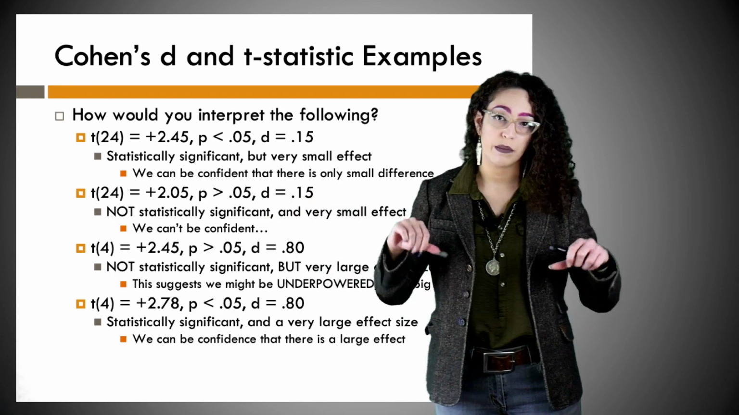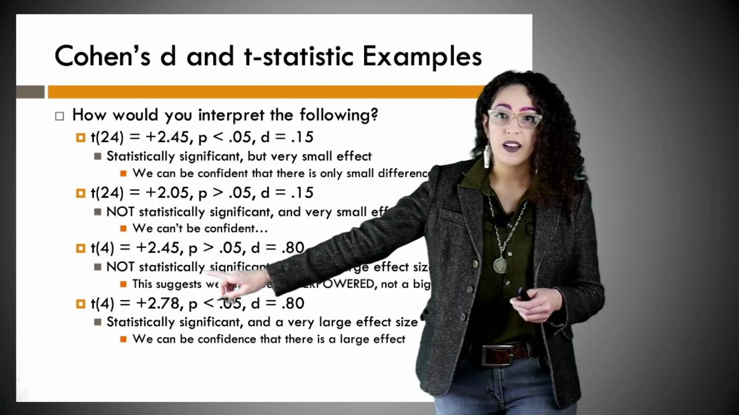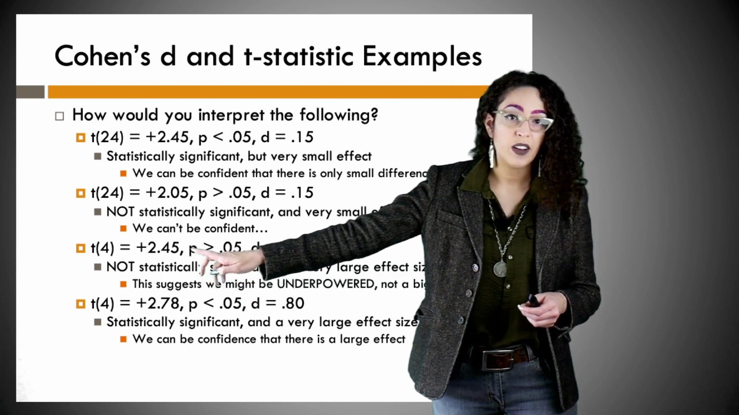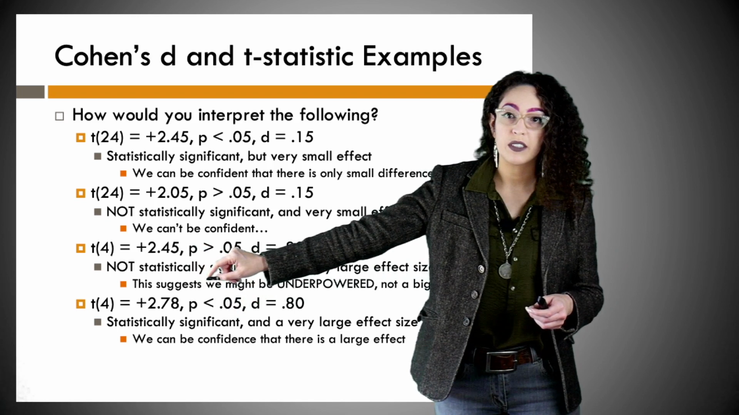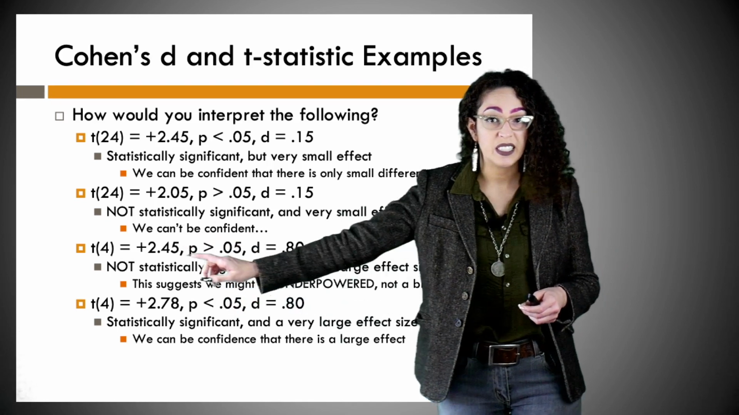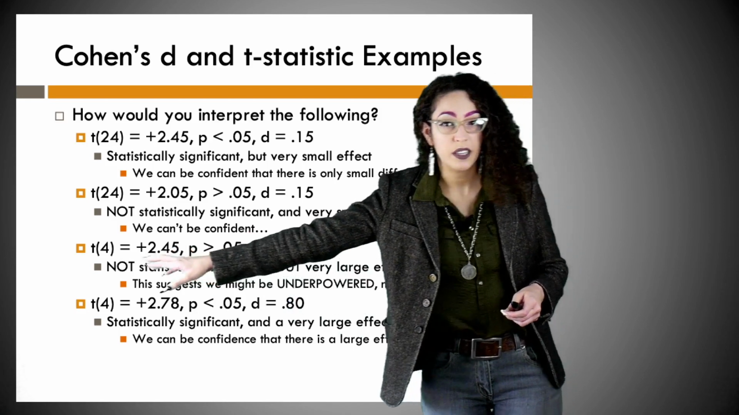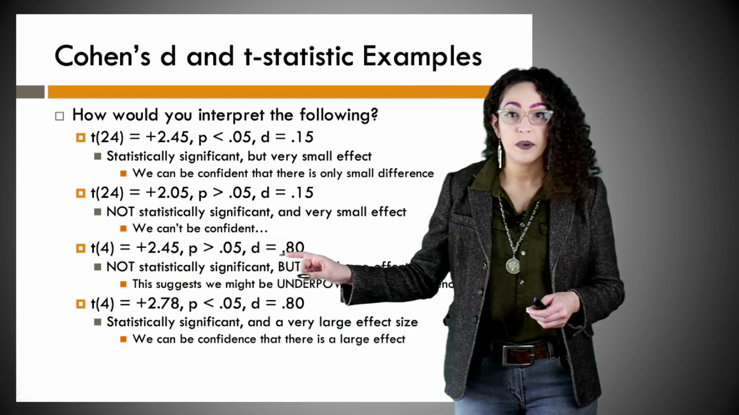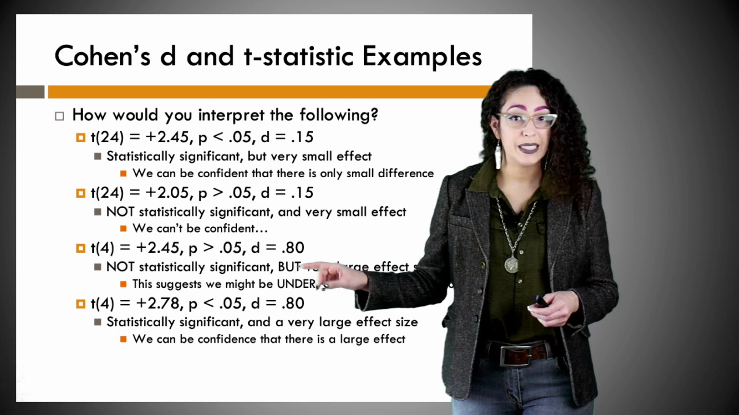So this next one, we have t(4), which is 5 people, with 4 degrees of freedom. 2.45, p-value is greater than 0.05 because you would have a really high critical value if you only had 4 degrees of freedom. But our Cohen's d is 0.80.